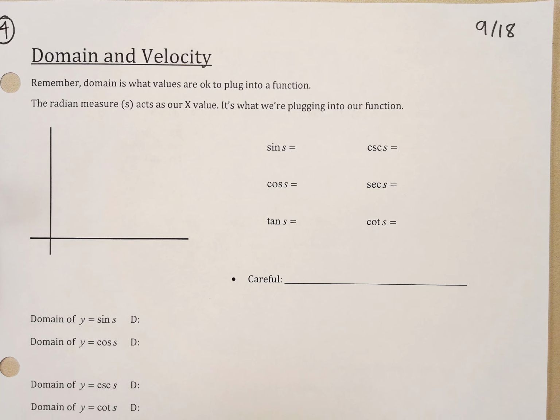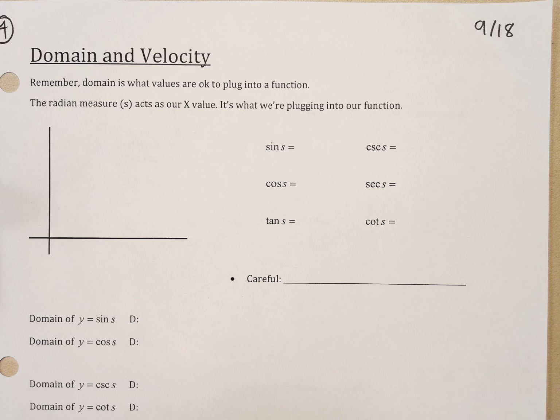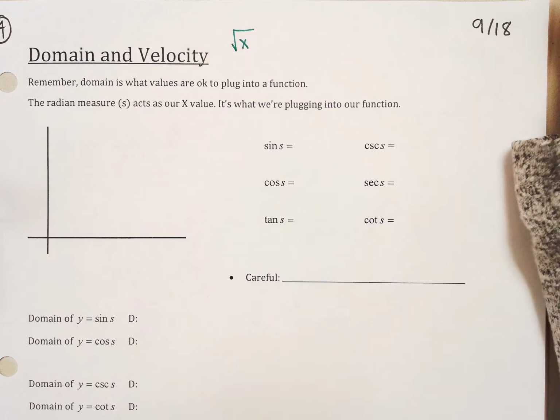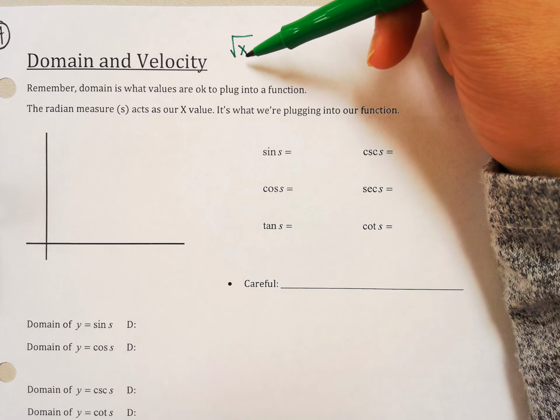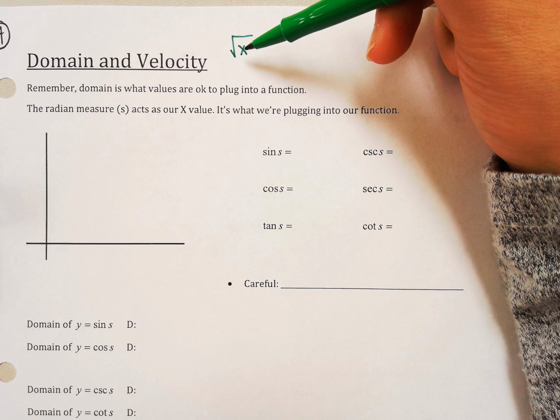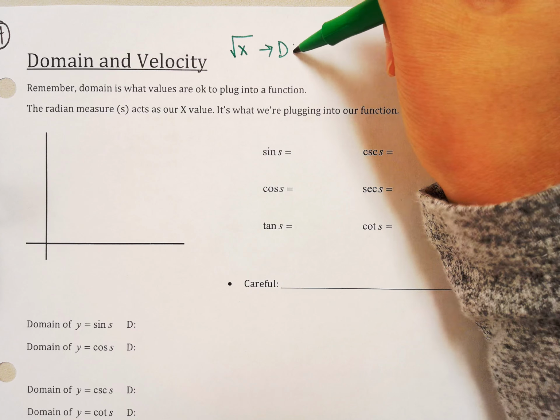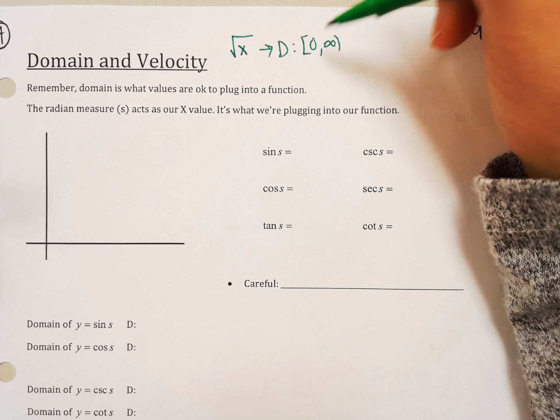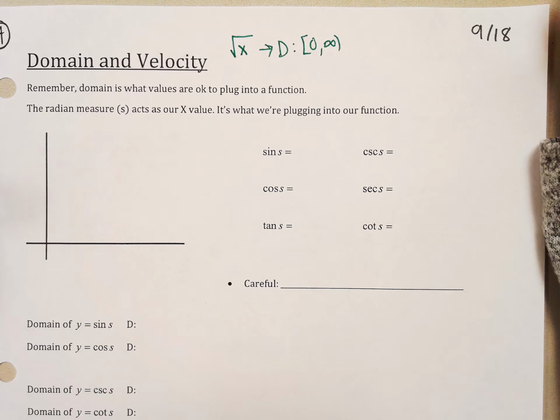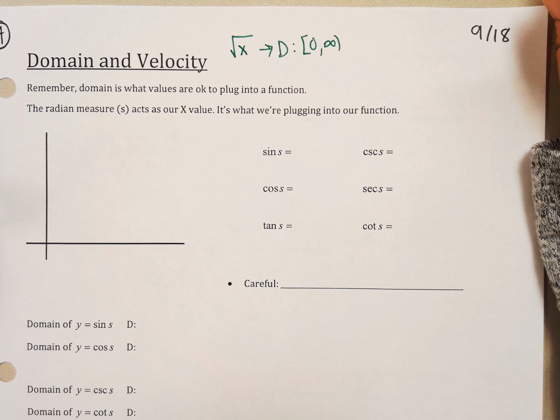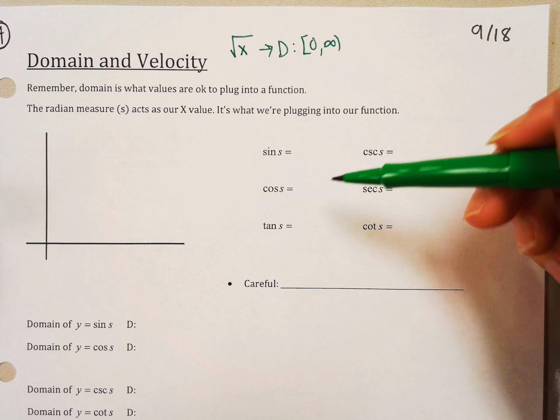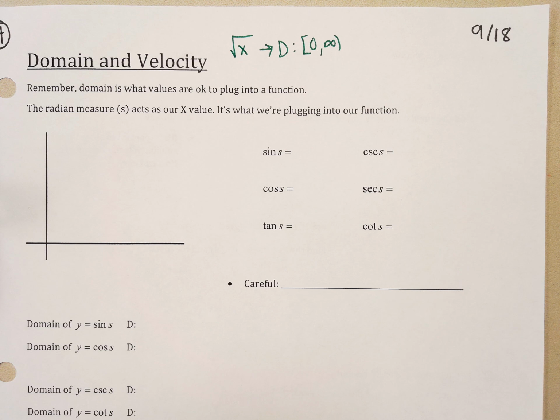So first though, we have two parts to this lesson. The first part is talking about domain. We've talked about domain in the very first chapter. Remember, domain are things that you can plug into your function. So for example, stuff like this has some limited domain because we can't plug in all values for x. This domain, remember, was 0 to infinity. You could only plug in positive numbers for that. So that's what we're looking at: what kind of numbers can we plug into our functions, and we're going to talk about the domain of all of our trig functions today.